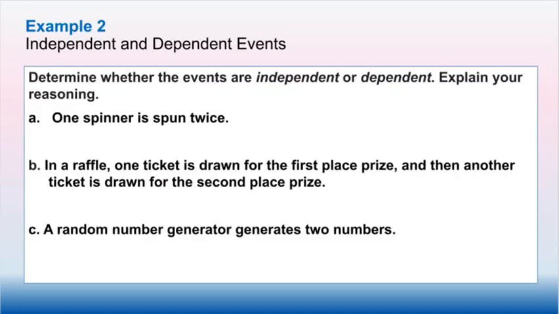For an example, determine whether the events are independent or dependent, and then explain your reasoning. First, we're just going to determine the difference between independent and dependent. Then we'll work with some dependent events. One spinner is spun twice. The spinner doesn't change, so these are 2 separate items. So this would be independent.